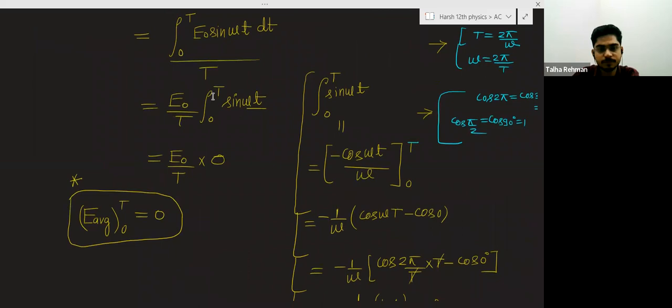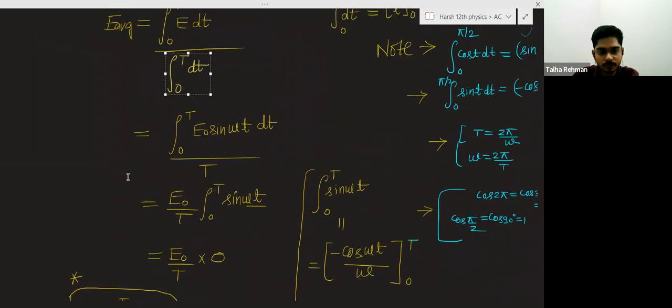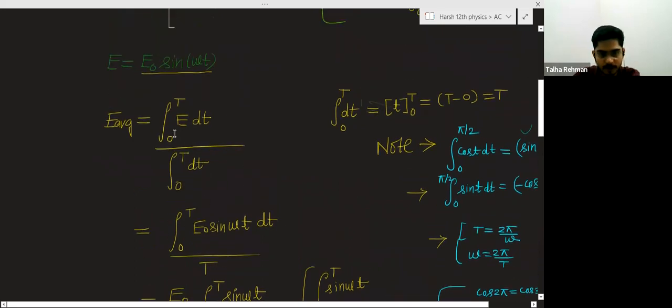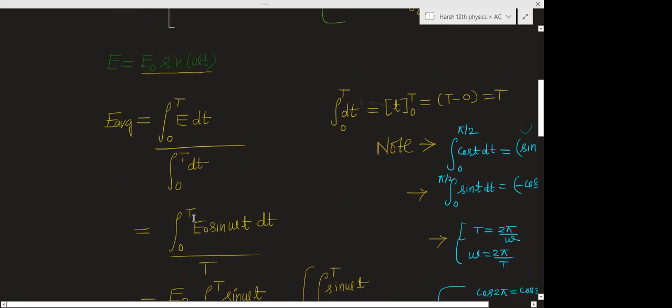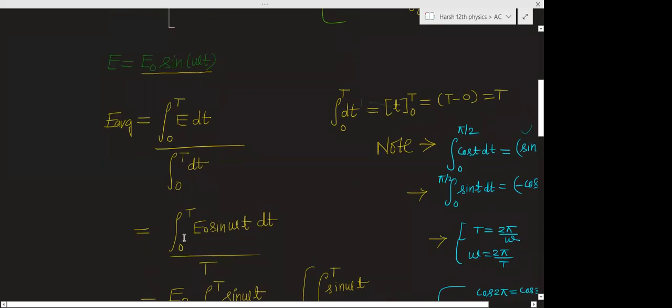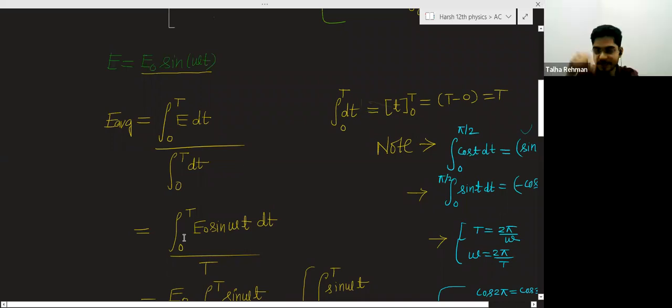So see here now, we will put the value of E. What is the value of E? E naught sin omega t. So I will put it here, E naught sin omega t into dt. And when you do the integral 0 to T of dt, you will get T. Integration of dt will be t, and when you apply the upper limit minus lower limit, it will become T.